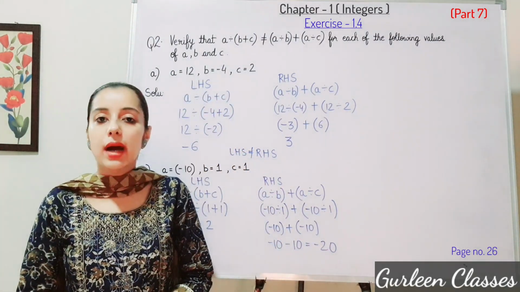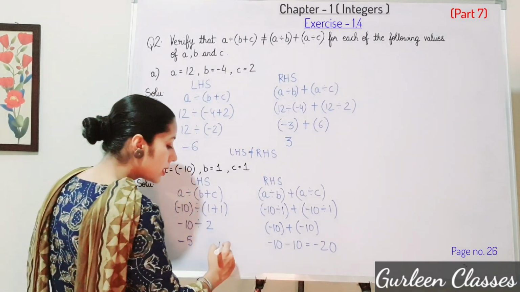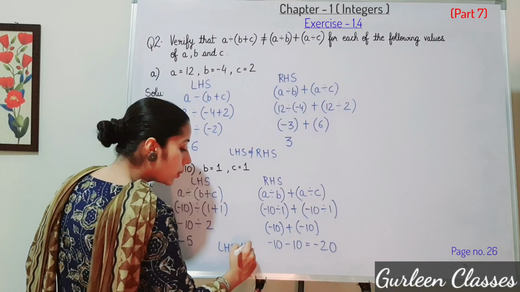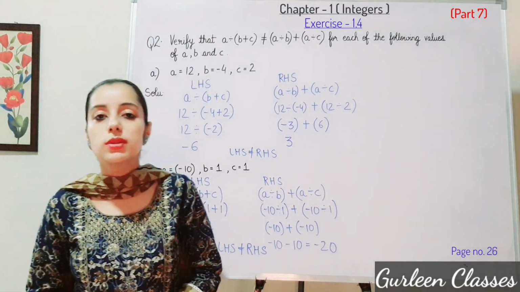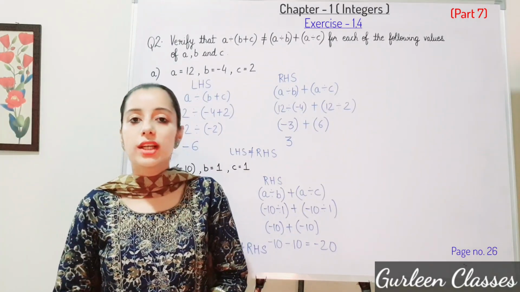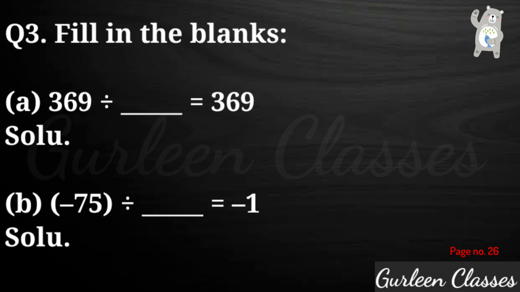So by comparing, minus 5 is not equal to minus 20. So here LHS is not equal to RHS. So we can say hence the given values are verified. So let us do question number 3 onwards. Question number 3, fill in the blanks.